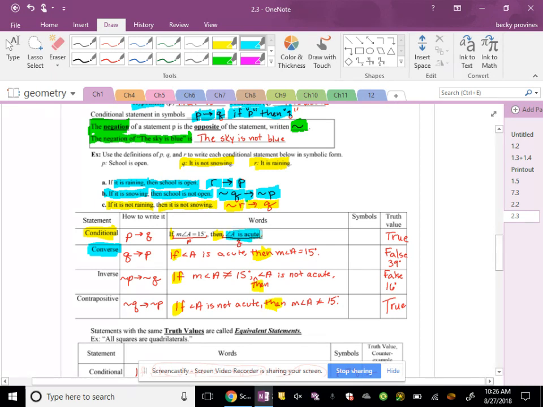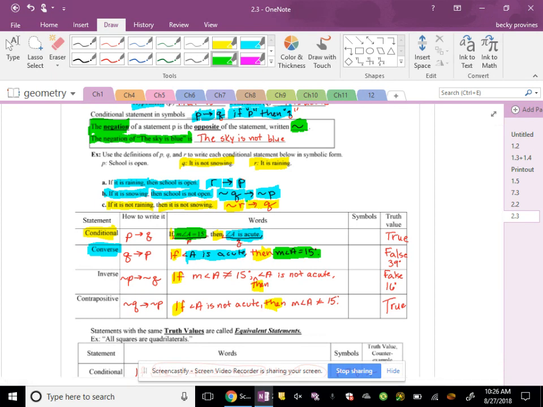So I'm going to color code this. The angle A is acute now flips to the front. And the angle A is 15 degrees, here in green, is now going to flip to the back. Now you have to read it and see if it has the same meaning. The conditional said, if angle A is 15, then angle A is acute. That's true. 15-degree angles are acute.